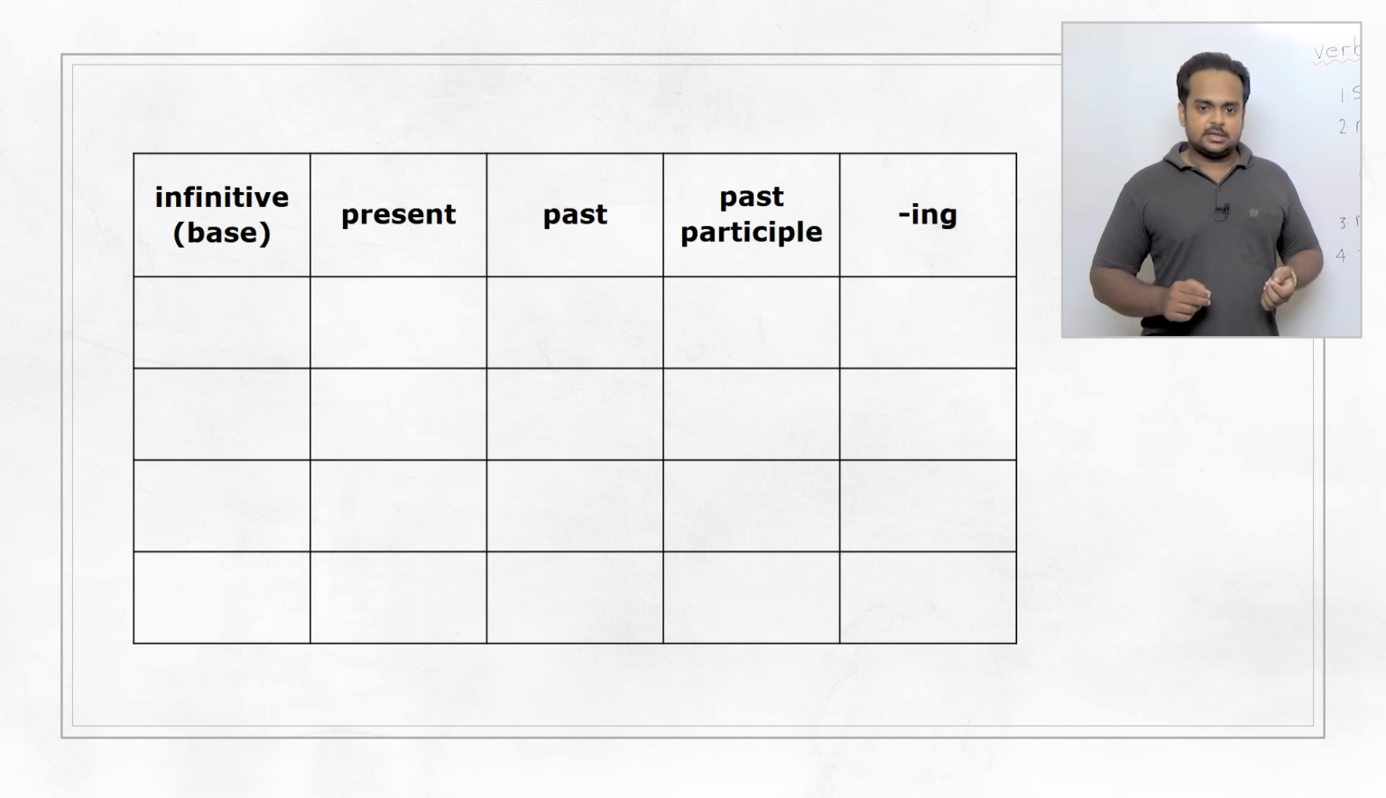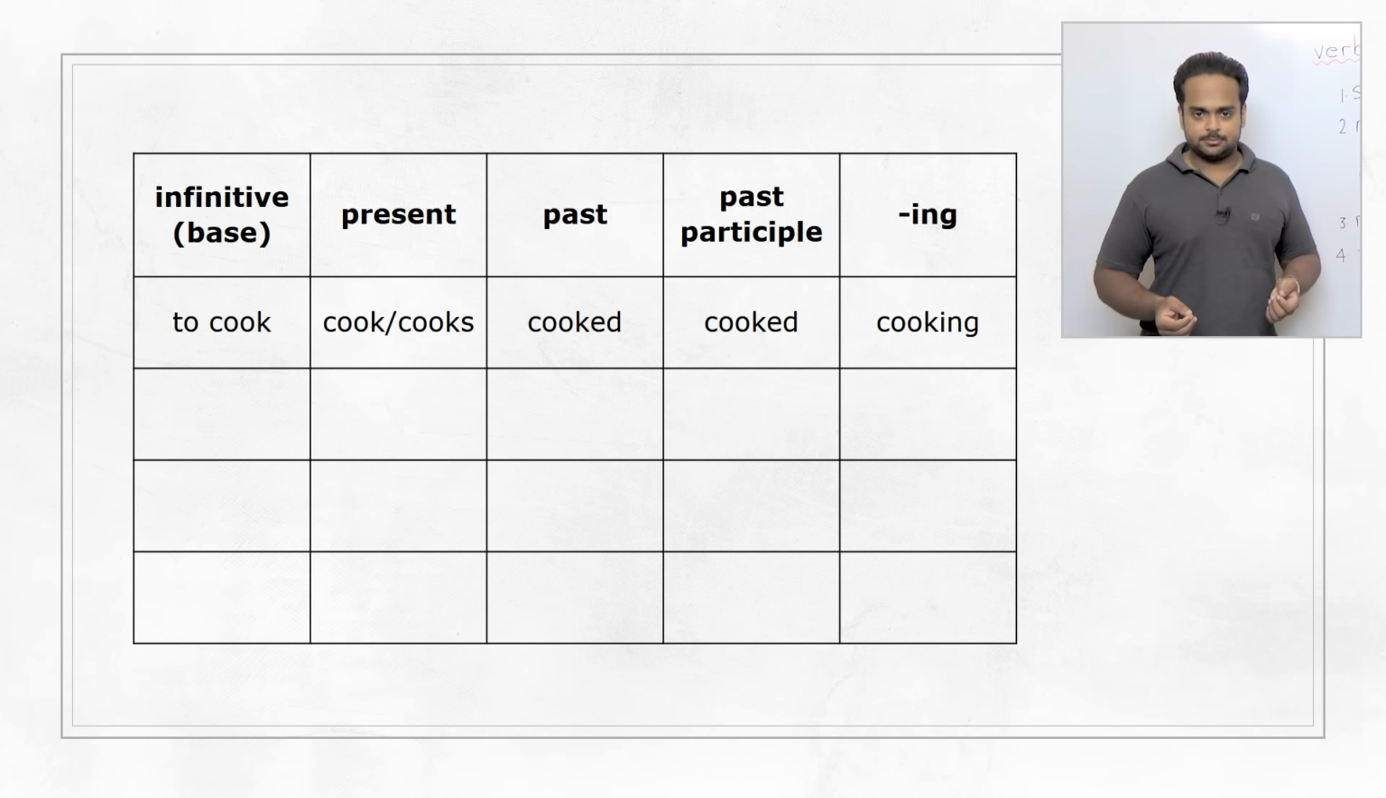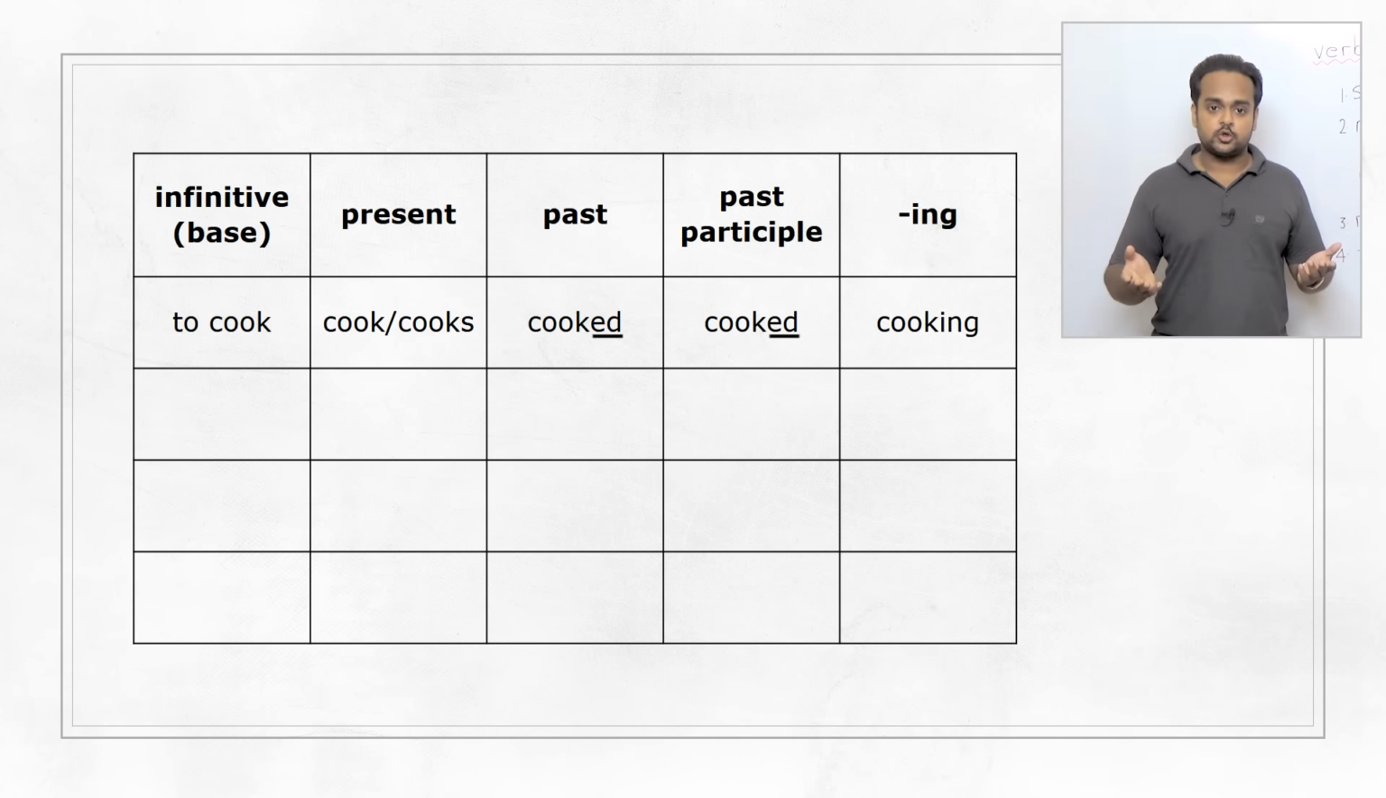Let's take the example of a regular verb, to cook. Its present tense forms are cook and cooks. That's because we say I, you, we, they cook, but he, she, or it cooks. The past tense form is cooked. The past participle form is also cooked, and the ing form is cooking. We say that this is a regular verb because both the past tense form and the past participle forms are just ed endings, cooked.